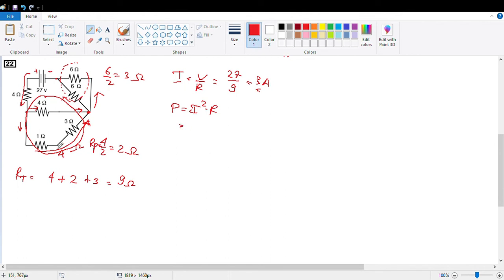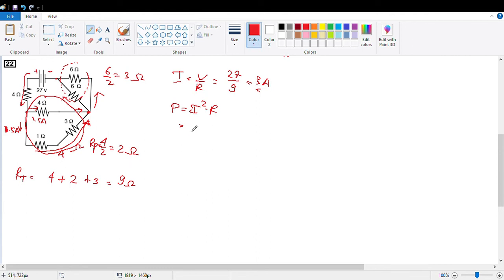So how to find the I? You are so lucky because it's the same, 4 and 4, right? So the current will be divided into 2. 1.5 here, and also 1.5 here. How about if not the same? Then you can use the ratio like the previous one.